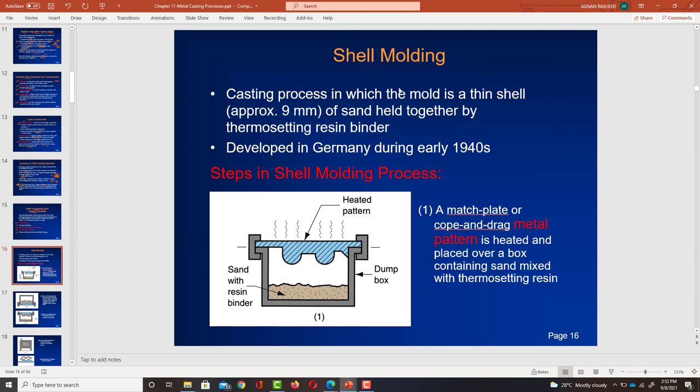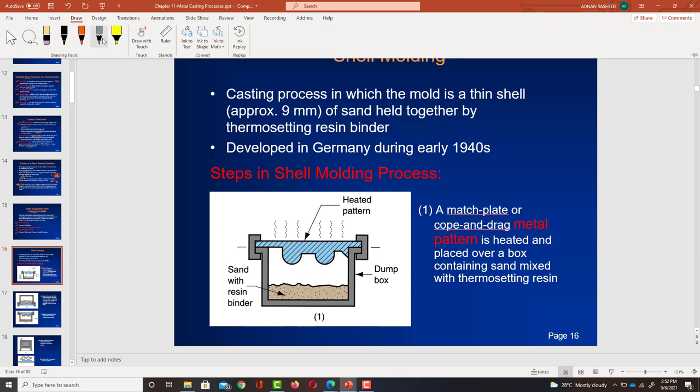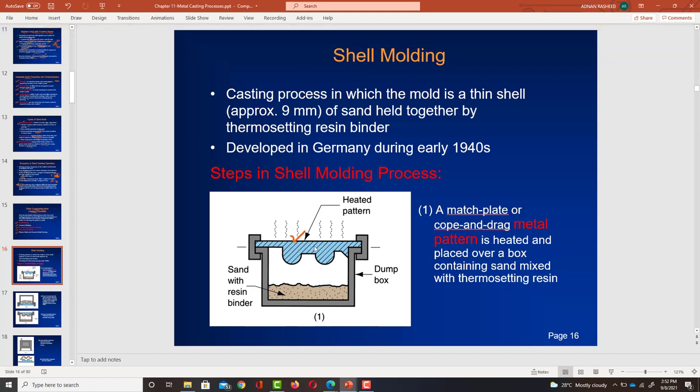Now in this type of molding, a casting operation in which the mold cavity is a thin shell. So basically you have a pattern. Clear? This is the pattern. You can see these are the various steps involved. So you have the pattern and you have placed it in this box. Clear?